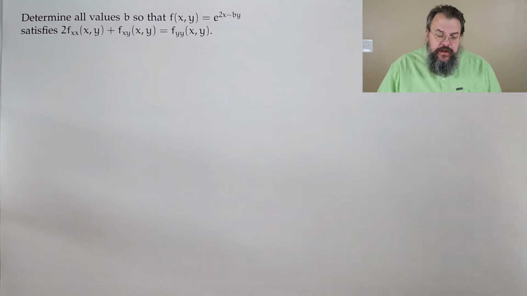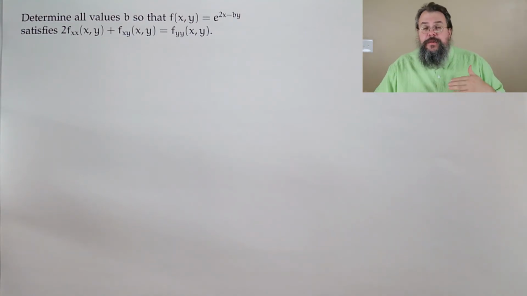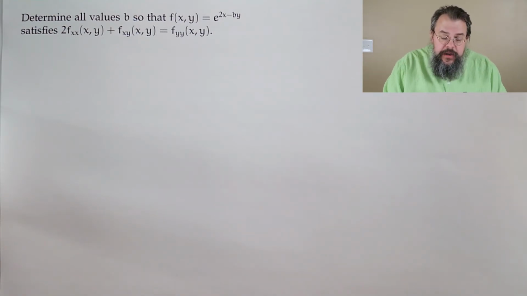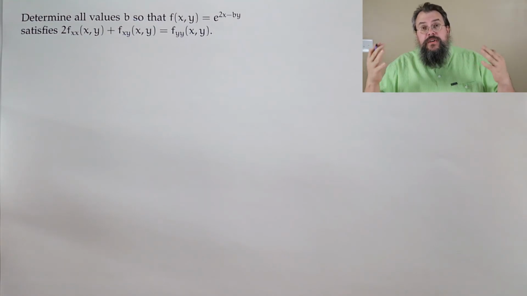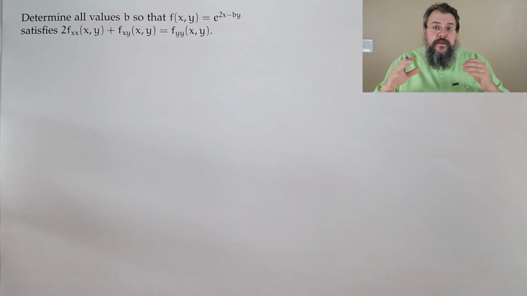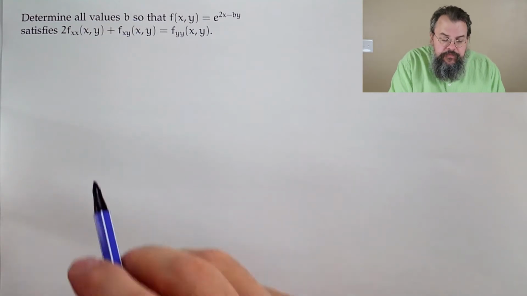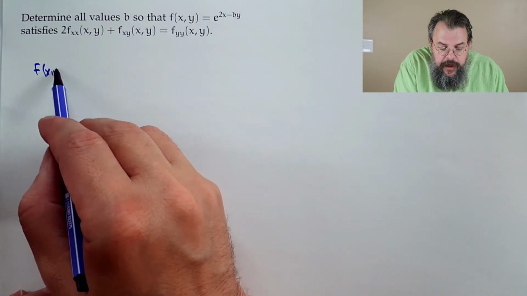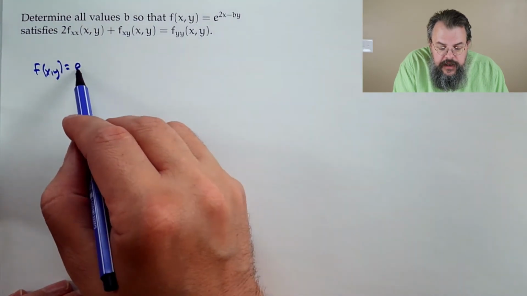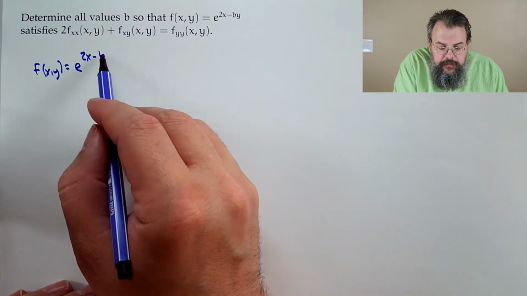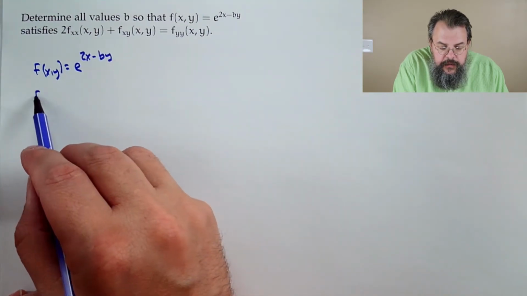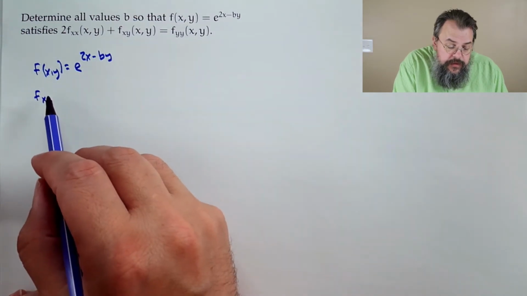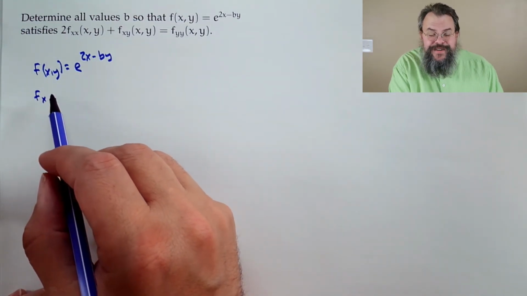So, well, what do we do? Well, we kind of know what we're shooting for. We're looking for these partial derivatives. So let's figure out what the partial derivatives are. Remember, b is a number. We just don't know what it is. But in terms of derivatives, we treat it like a constant. So our function f of x y is e to the 2x minus by. So we need to get f x x, f x y, f y y. So it really says we're after all of our second order partial derivatives.